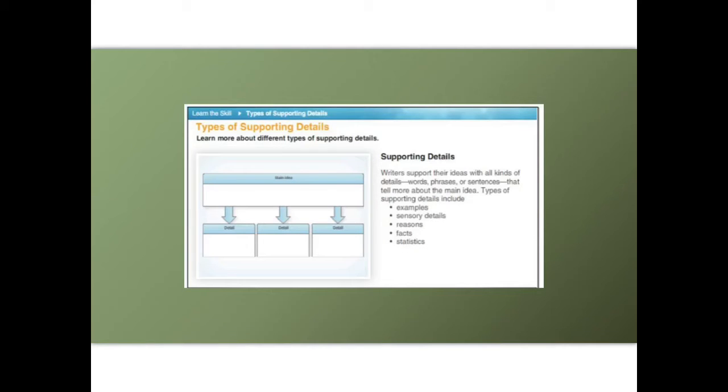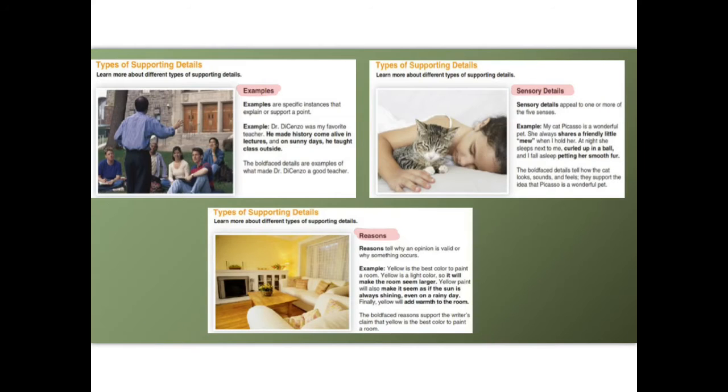Supporting details are an important part of this. Writers support their ideas with all kinds of details, words, phrases, or sentences that tell us more about the main idea. Types of supporting details include examples, sensory details, reasons, facts, statistics. Let's examine these supporting details more closely. Examples are specific instances that explain or support a point.